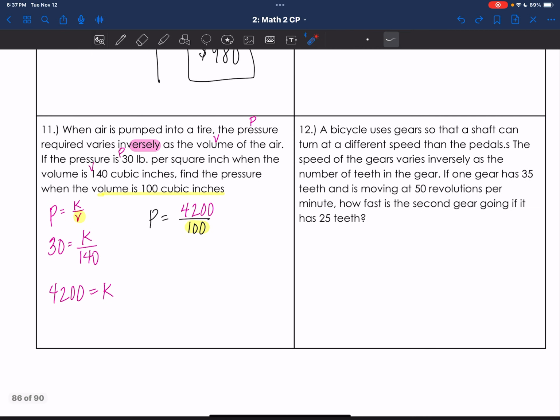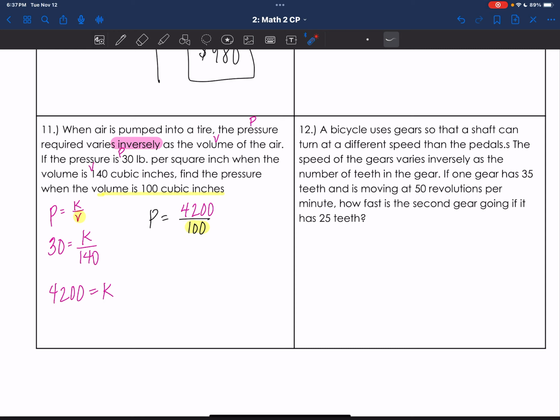Now this one, for 11: when air is pumped into the tire, the pressure varies inversely as the volume of the air. I didn't highlight all of that, sorry, so let me erase that and fix it real quick. Inversely, since I didn't get it all, there it goes. Okay, as the volume of the air, if the pressure is 30 pounds per square inch and the volume is 140 cubic inches, find the pressure when the volume is 100 cubic inches.